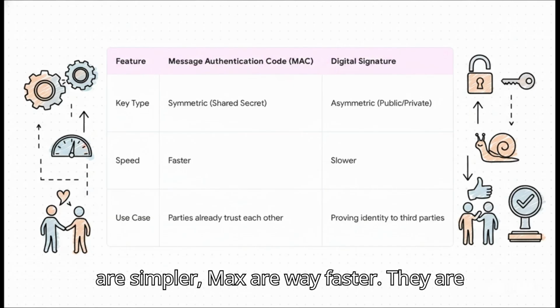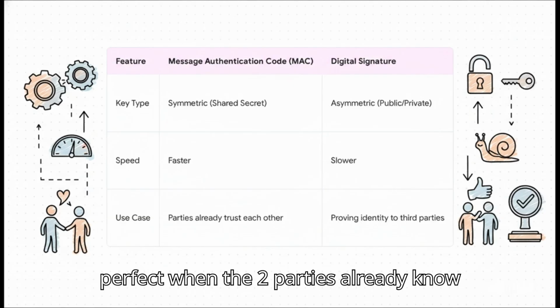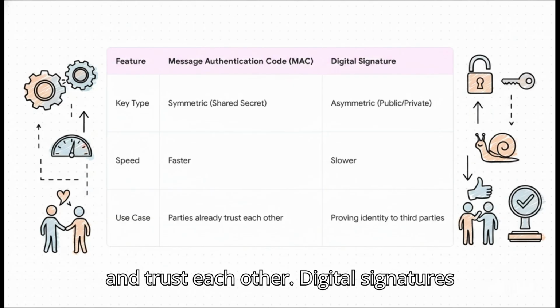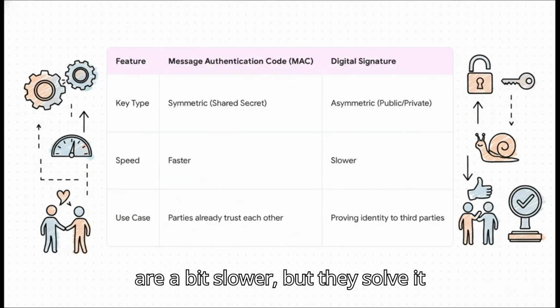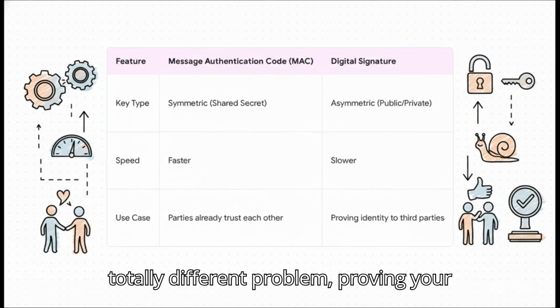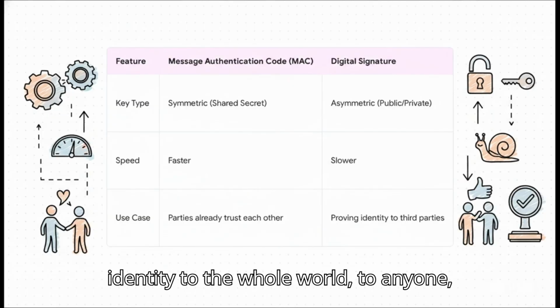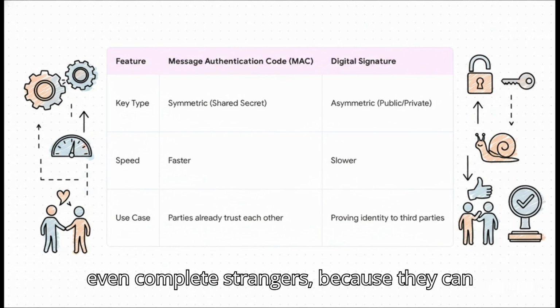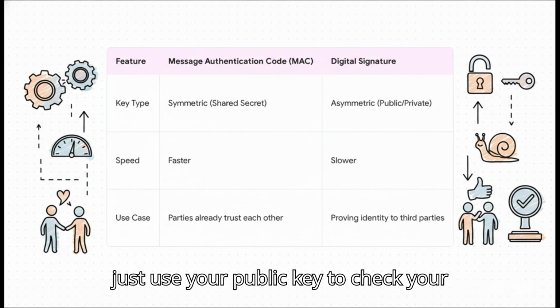Because they're simpler, MACs are way faster. They're perfect when the two parties already know and trust each other. Digital signatures are a bit slower, but they solve a totally different problem, proving your identity to the whole world, to anyone, even complete strangers, because they can just use your public key to check your signature.